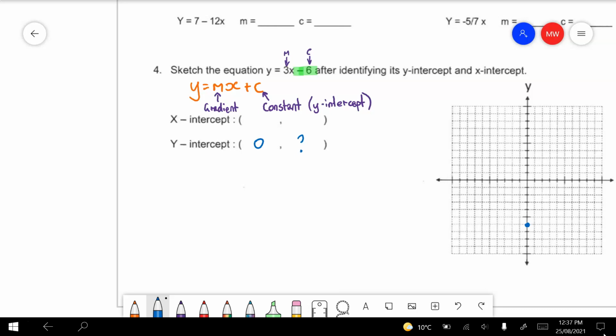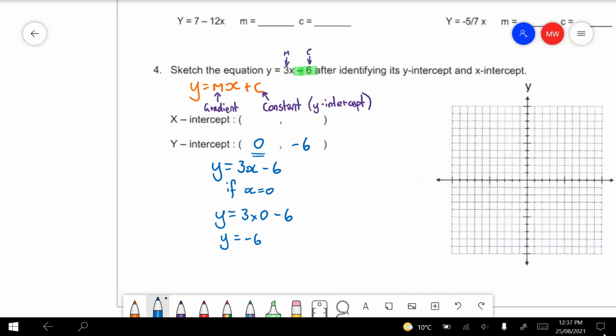So the way that I find it is that I am literally substituting in. So if I take my equation, y equals 3x -6, and I say I'm going to make x 0, like I've done just here, okay, so if x is 0, then y will be 3 times 0 -6. And so we know that y is -6. And now I know my y-intercept.